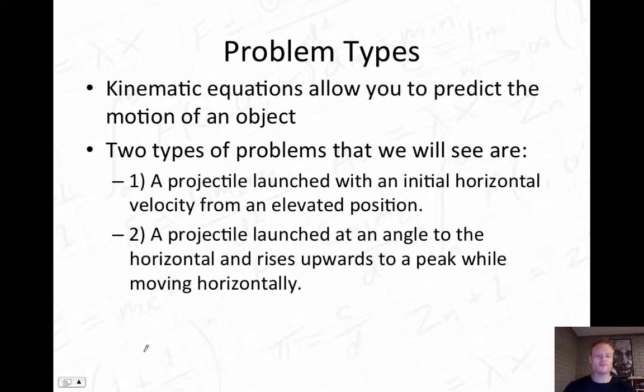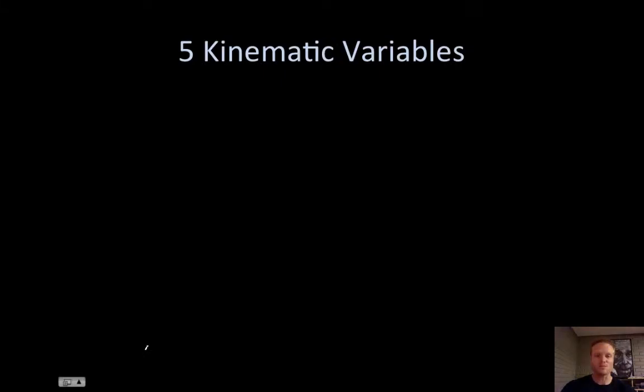The second type of problem is a projectile that's launched at an angle to the horizontal and rises upward to a peak while still moving horizontally. And that sounds probably more confusing than I'm really making it out to be. Let's say I shoot a cannon at an angle, or I throw a football at an angle, or a baseball, or whatever the case may be. So I'm launching something to another point. That's the second type of problem that we'll see. And like I said, I'll talk about both of these in this video. So let's keep on moving.